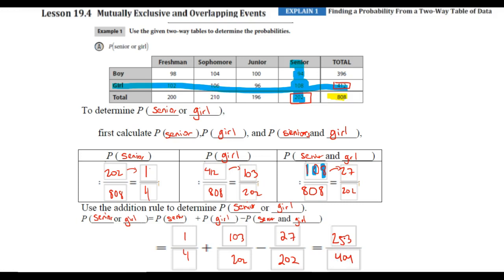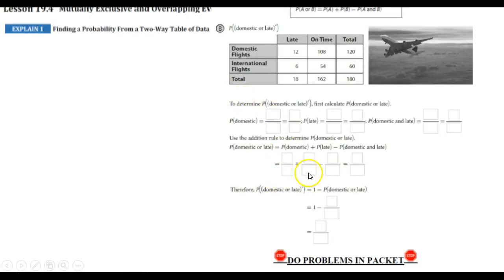Let's do part B. So here, let's say I have, find the probability using a two-way table, domestic versus late. So there's domestic versus international flights, and late or on time. Let's figure out what our domestic flights would be. Again, our total in this case would be 180. So I'm going to write that in for all. As you can see here, for domestic flights, the total is 120.